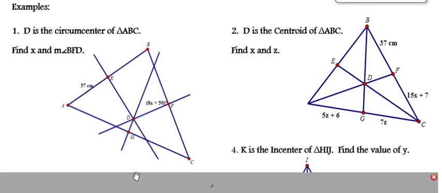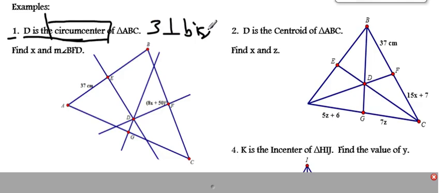Okay, so now we're going to use our new vocabulary words to set up algebraic equations when we're given figures. It says, number one, that D is the circumcenter. Well, as soon as you see that word, you need to mark the segments in the triangle. Circumcenter is three perpendicular bisectors. So we have bisecting AB here and here. We have bisecting BF here and here. And we have bisecting AC here and here.